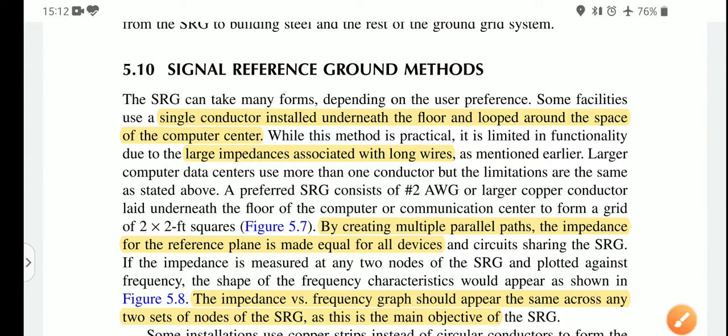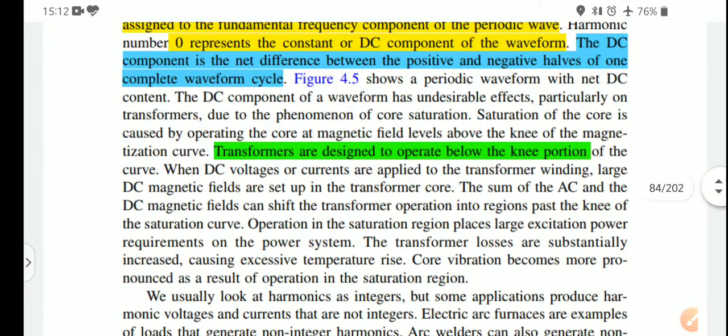Here a more detailed example is given. The 2 AWG means American wire gauge. The SRG consists of 2 American wire gauge copper conductors.